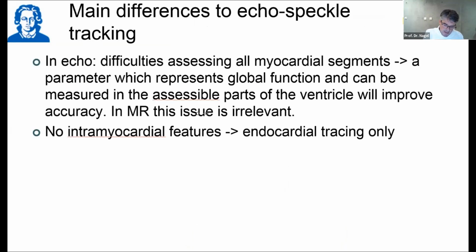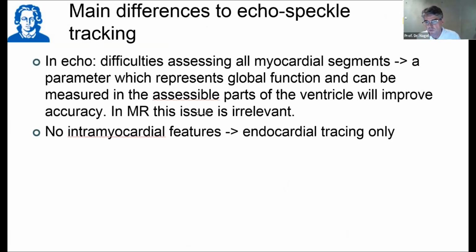Now, this difference to echo is important because there are a couple of issues with MR feature tracking which make it different to echo speckle tracking. The first is that speckle tracking actually overcomes a problem of echocardiography, which is that you do not see all segments perfectly well to calculate ejection fraction. And if you then use a measure which in principle represents ejection fraction, you will have more accurate measures than just guessing the parts you don't see. So for echo, you overcome a limitation.